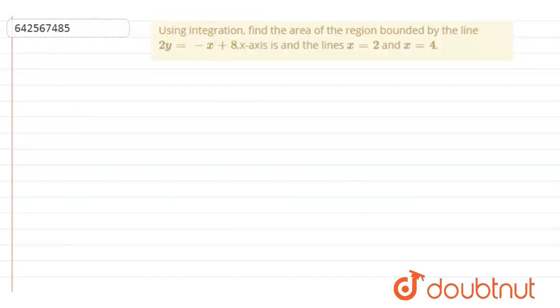So here we have a question. You can check what we have to do using integration. We have to find out the area of the region bounded by the line, whose equation is given to you, the x-axis, and another line given to you. So we have to find the area of the particular region, and we are using integration for that, right?